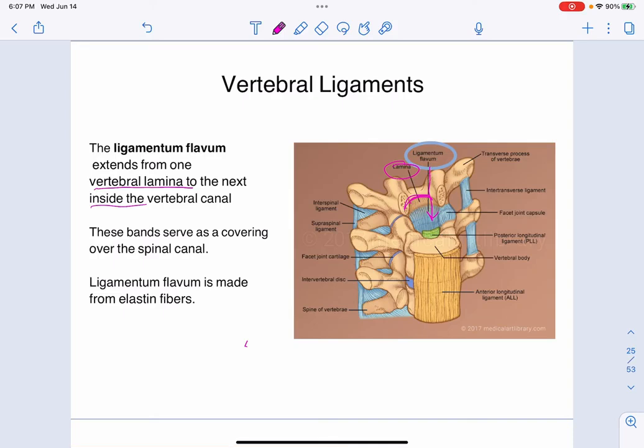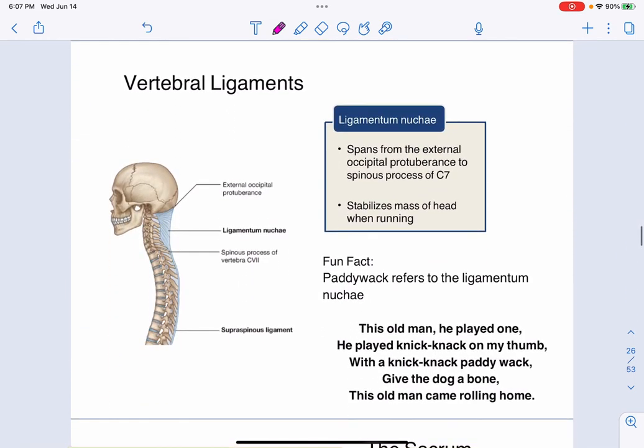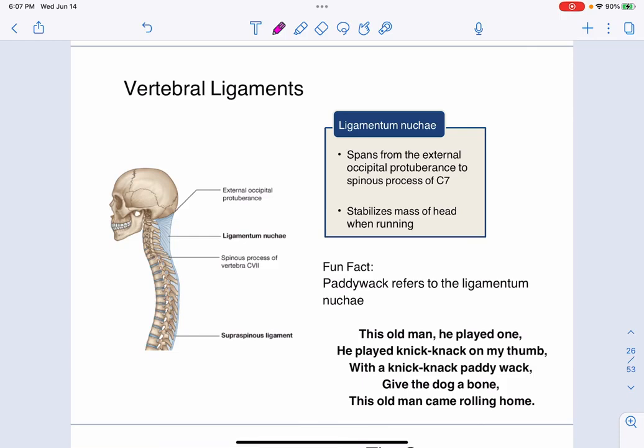This ligamentum flavum is made up of elastic fibers. And then finally, there is the ligamentum nuchae. This is a ligament that spans from the occipital protuberance. Remember the occipital protuberance on the back of the head where the occipital bone is? And it is going to go down to the vertebra prominence, C7.